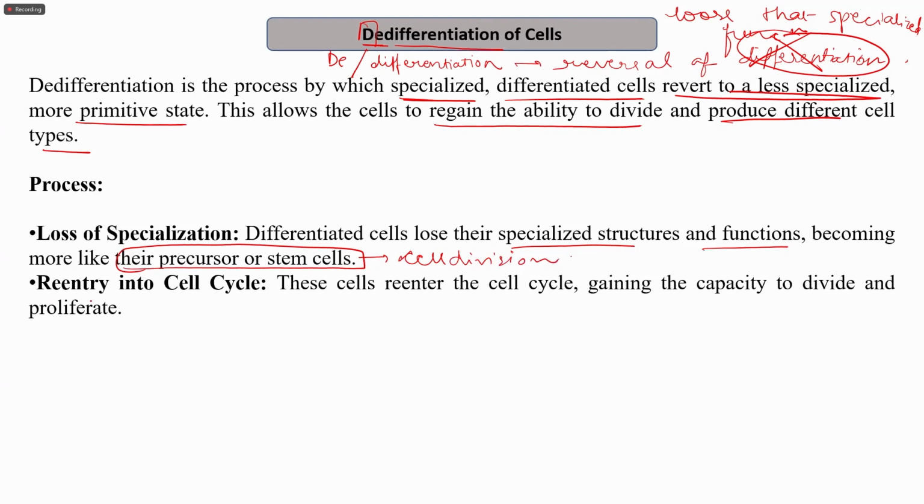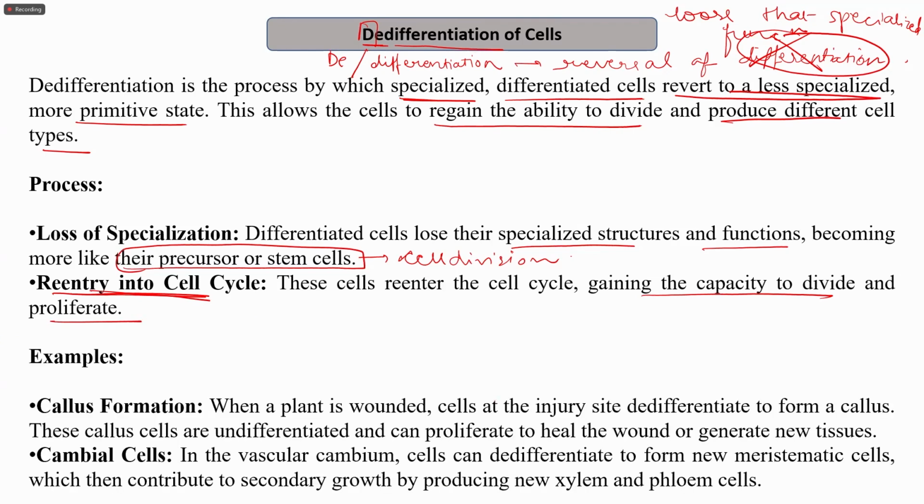For cell division, the cell has to enter into the cell cycle. Therefore, they re-enter the cell cycle, gaining the capacity to divide and proliferate. So this is de-differentiation. In certain stages of the plant life, de-differentiation happens. Example, callus formation. When a plant is wounded, you might have seen that a callus is formed by the plant. Cells at the injury site de-differentiate to form a callus. These callus cells are undifferentiated and can proliferate to heal the wound or generate new tissues.